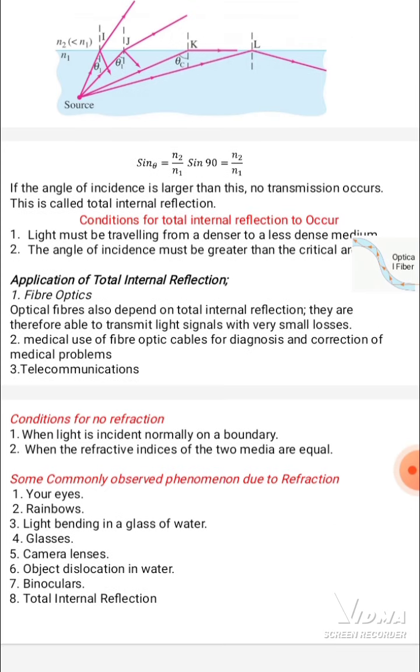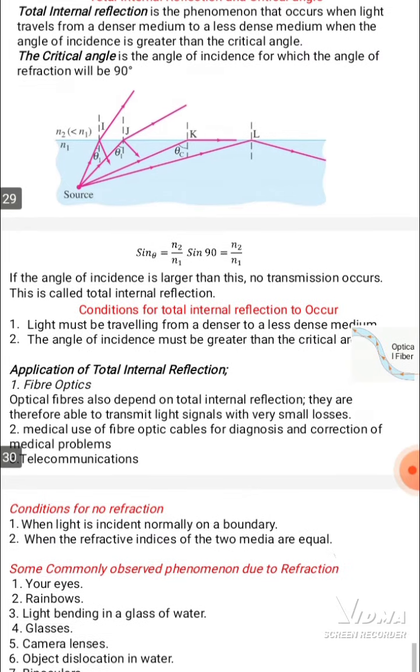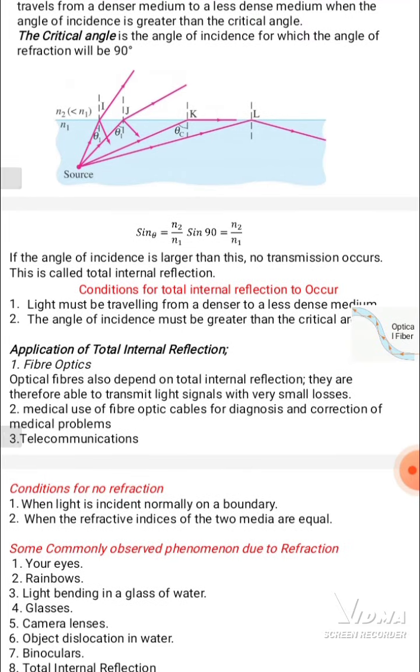So total internal reflection occurs when light travels from a denser medium to a less dense medium, where the angle of incidence is greater than the critical angle. The critical angle is usually given by C. When it occurs, the angle of refraction is at its maximum, 90 degrees. Any increase in the angle of incidence gives you what is called total internal reflection in the denser medium.